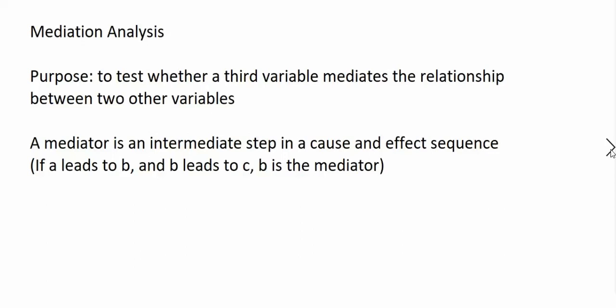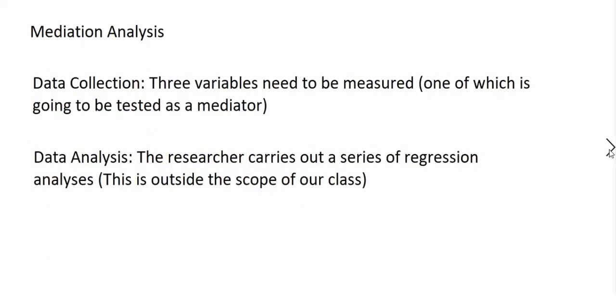In a mediation analysis, a researcher has a hypothesis that a certain variable is a mediator, or an intermediate step, in a certain cause and effect sequence. The researcher gathers data and tests whether the data is consistent with that variable being a mediator. The way data is collected is that three variables need to be measured, and one of those three variables is going to be tested as the mediator.